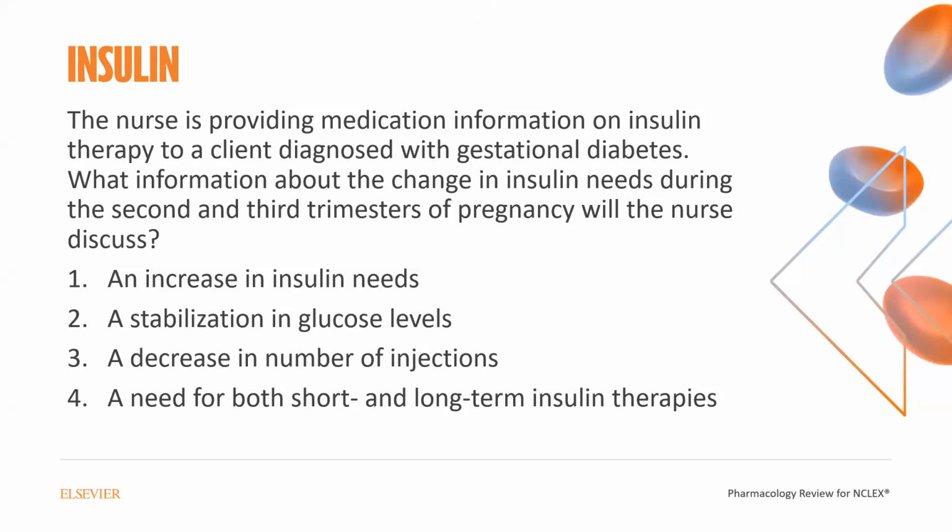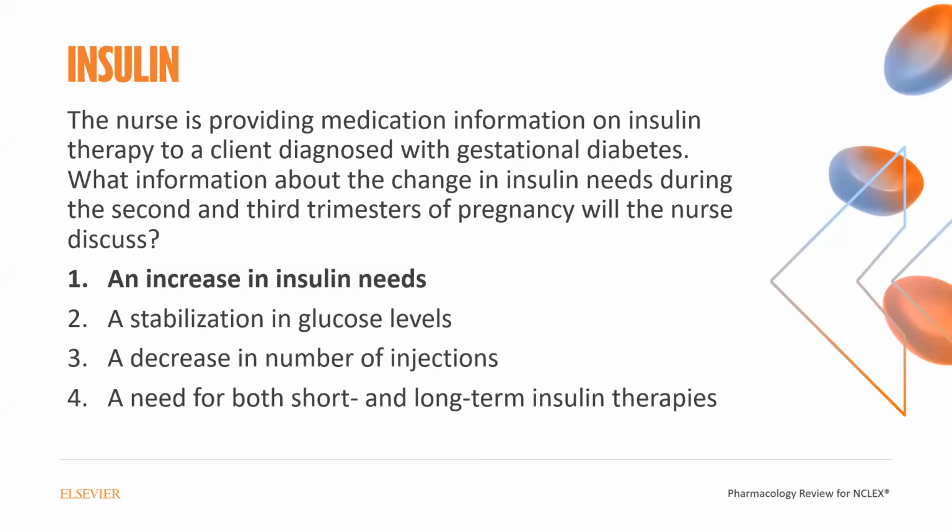All right, excellent job, you guys. 60% of you chose the correct answer, which is going to be option number 1, an increase in insulin needs. Insulin needs increase in the second and third trimesters of pregnancy. And so questions on insulin in the pregnant client will focus on this point. Because of this increased need, insulin dosages must be adjusted to balance changes in caloric intake and other factors that can increase insulin needs. So the remaining options in this question are incorrect.